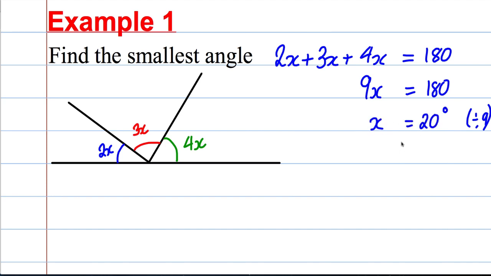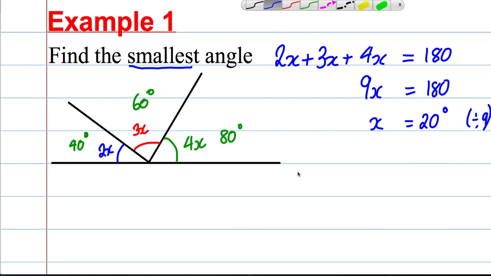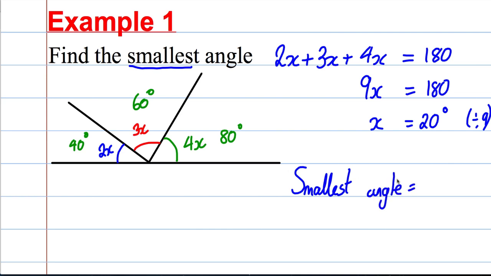Now, if you just wrote that, you'd probably get 3 out of 4 marks. It asks for the smallest angle. Well, therefore, always go back in and fill these in. 2 times 20 would be 40. 3 times 20 would be 60. And 4 times 20 would be 80. Do these add up to 180? They do, so I know I've done it right. Therefore, the smallest angle to get your final 4th mark would be 40 degrees.